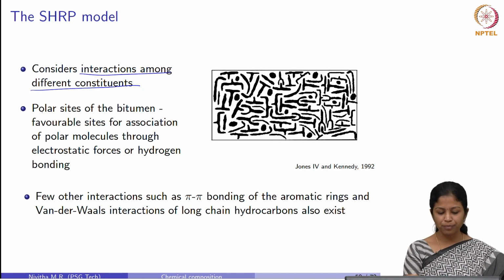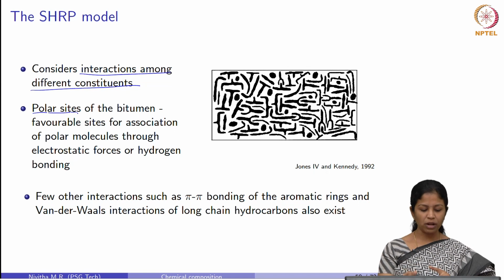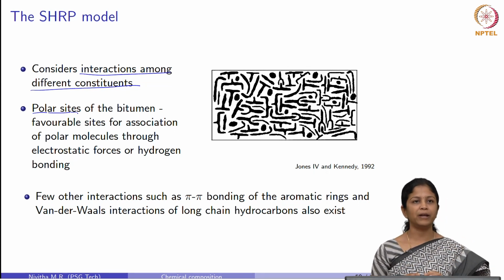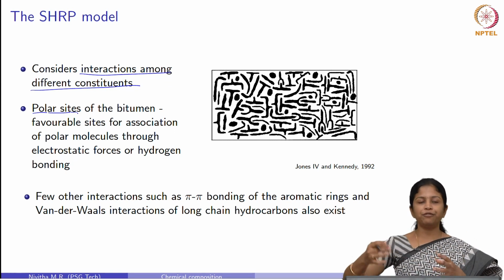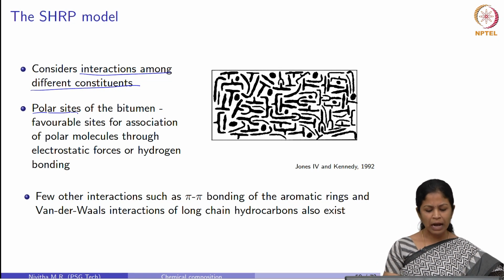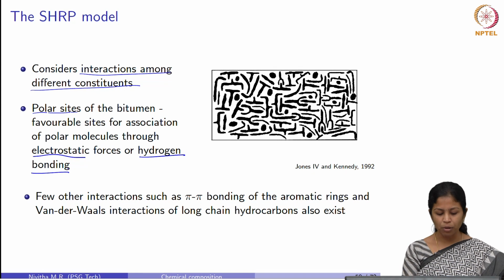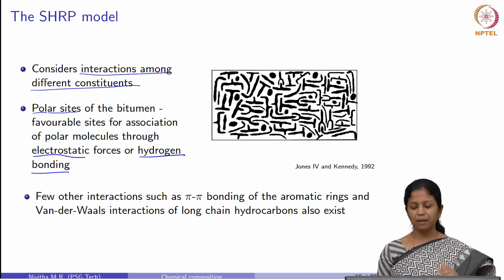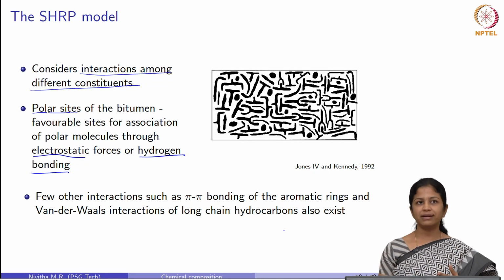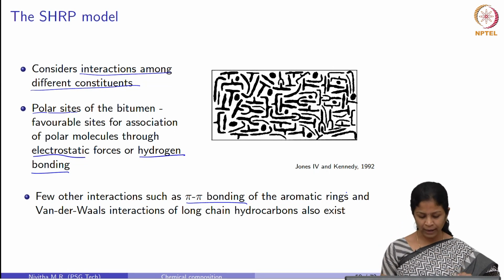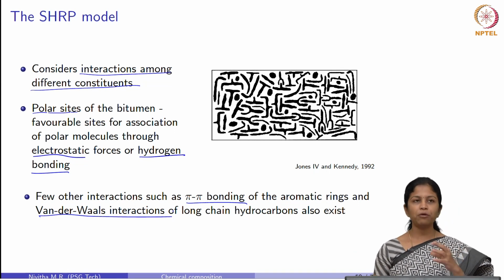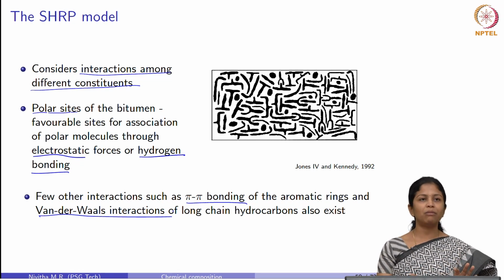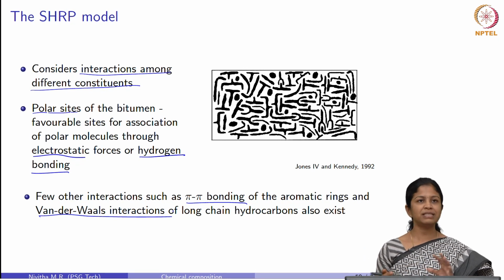They say the polar sites of bitumen are favorable sites for association of polar molecules through electrostatic forces or hydrogen bonding. So, previously when we were talking about heteroatoms, we said they are points through which strong attractive forces will occur between different molecules. These attractive forces are because of electrostatic forces or hydrogen bonding, right. This is the basis on which the SHRP model was built, and they also said it can have a few other interactions such as pi-pi bonding of the aromatic rings. These aromatic rings undergo some kind of pi bonding, and there is also van der Waals interaction of long chain hydrocarbons. These are a few other interactions that were proposed as a result of this SHRP model, but then this SHRP model was not further expanded to add more details to these interactions.